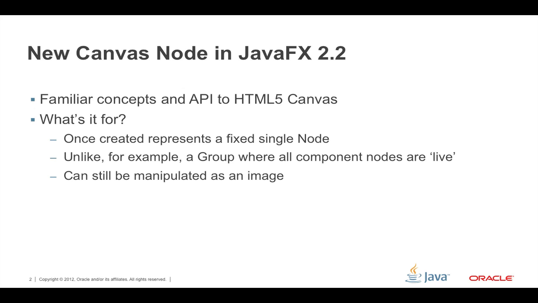In JavaFX 2.2 we've introduced a new node type called Canvas. This is based very much on the HTML5 canvas, and if you've already used that you'll find that a lot of the concepts and the API to program it are very familiar. There's a reason for this, which is that we want to make it easy for people to take existing code that's been developed using HTML5 Canvas and move it into a JavaFX application.